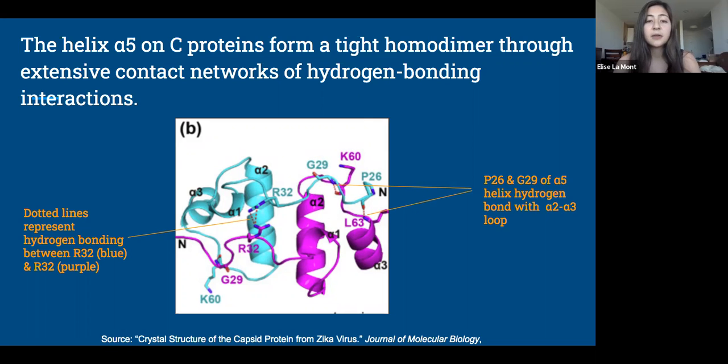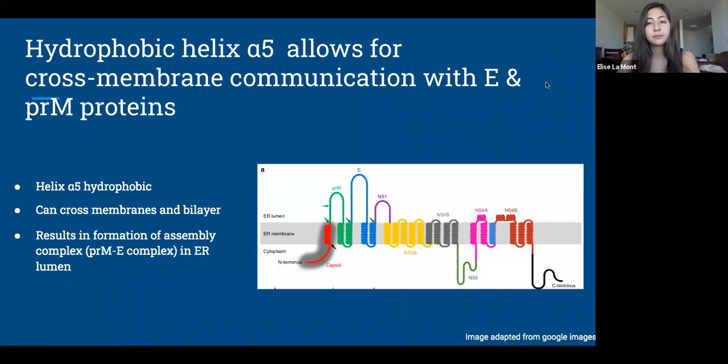Thus, the Zika virus capsid protein forms a tight homodimer through extensive contact networks using these hydrogen bond interactions, as well as the hydrophobic interactions Pia explained before. These two together provide the capsid's structural support in its job of encapsulating and protecting the genomic material.